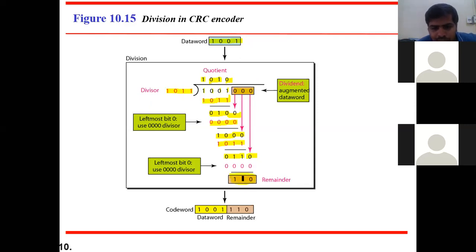So whatever remainder I get, that should be added to my data word now. So earlier the data word was 1001. Now I have got a remainder of 110. Then this entire thing we call a code word. Now at the sender side, I have developed the code word 1001 followed by 110, added as a remainder at the sender side encoding. So this entire thing we call a code word. Is it clear how to do it at the sender side?